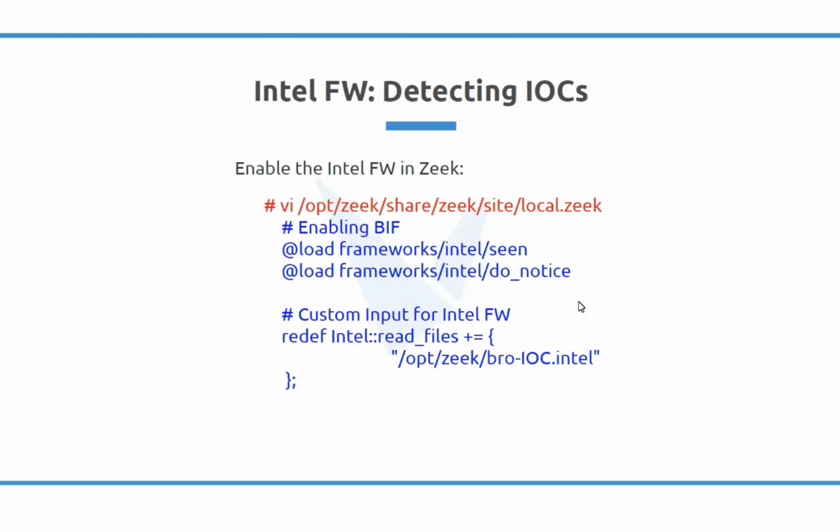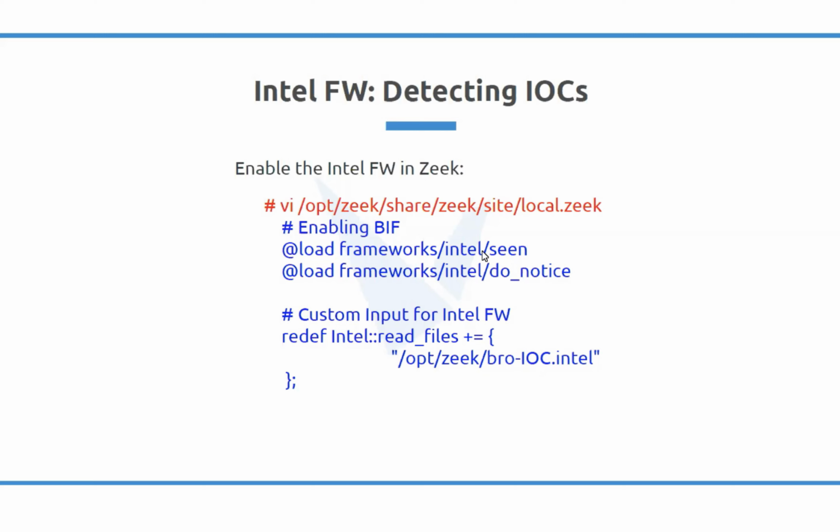Intel framework detecting IOCs. So what you need to do to enable the Intel framework in Zeek is enable the Intel framework, which has Intel seen and Intel do_notice. These are the two scripts that come with the frameworks files that Zeek ships with. They are not loaded by default. You have to load them in your local.zeek.